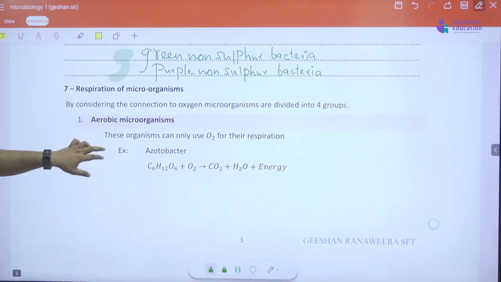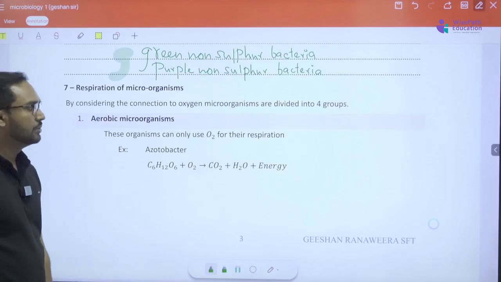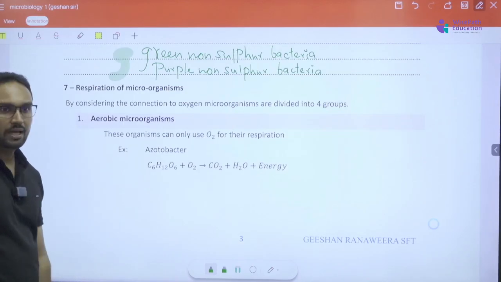So now come to the aerobic microorganisms. These organisms can only use O2 for their respiration.